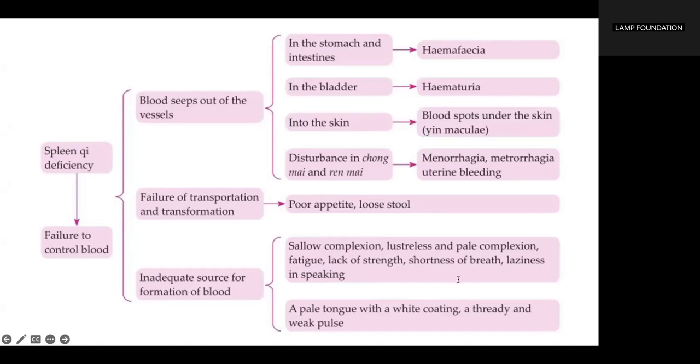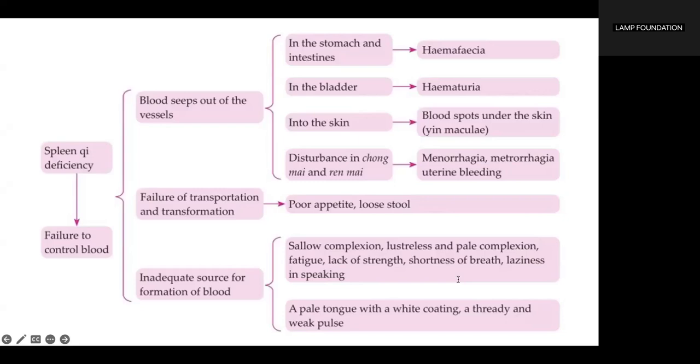This pattern is usually caused by weakness of the spleen after a chronic disease or by overstrain, which damages the spleen. This is called fatigue damage, both of which lead to failure of the spleen in controlling blood. Symptoms of spleen qi deficiency plus bleeding. Blood is extravasated to the intestines, causing bloody stools, to the bladder, causing bloody urine, to the subcutaneous region, causing blood spots on the skin, to the skin pores, causing hematohidrosis. The chong and ren are not consolidated, causing menorrhagia and uterine functional bleeding.